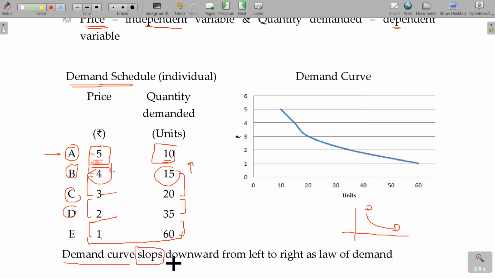The demand curve slopes downward, that too from left to right. That's called the law of demand. It slopes downward, right? This is the left side, this is the right side. So it moves from left to right. Price decreases, quantity demanded increases. So you have to understand the demand curve also. The demand curve slopes downward and moves from left to right as per the law of demand. This is called the law of demand. This is all about the individual.